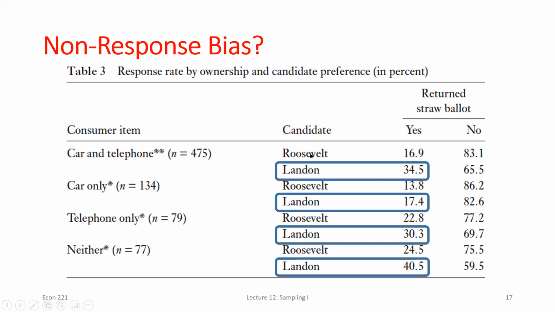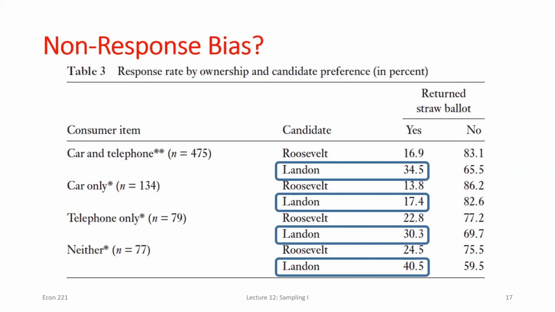All the numbers, right? If I look at people who owned a car and a telephone, for some reason 16% of people who ended up voting for Roosevelt sent it back, while 35% of the people who ended up voting for Landon sent this card back. Same kind of thing for car only: Landon voters responded to this poll a little bit higher. Telephone only would have been more likely to respond too. So no matter what, for whatever reason, people voting for the Republican candidate at the time were more likely to send in that straw poll, or more likely to return it.